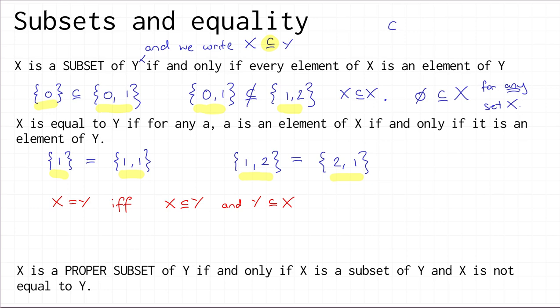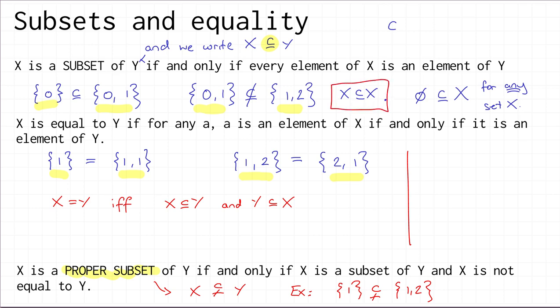Okay, then finally, X is a proper subset of Y if and only if X is a subset of Y, but it's not equal to Y. And the notation we use here is X, and then the subset symbol, but with a cross through the line at the bottom. So that's the notation for X being a proper subset of Y. So as an example, the set just containing 1 is a proper subset of the set containing 1 and 2. And it's sometimes useful to distinguish between a proper subset and just a subset. So anything is a subset of itself. For example, it's true that any set is a subset of itself. But of course it's not true that any set is a proper subset of itself.